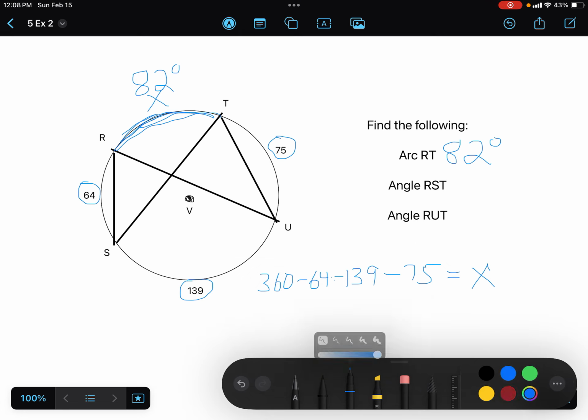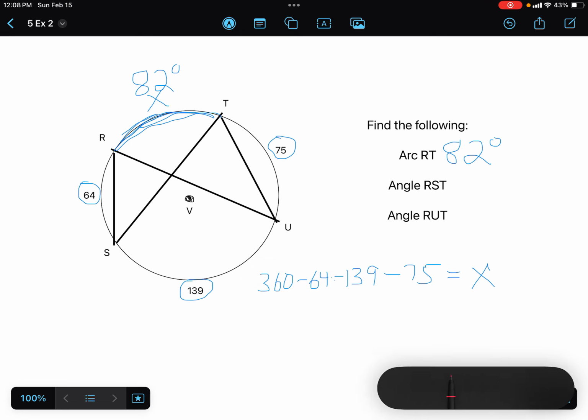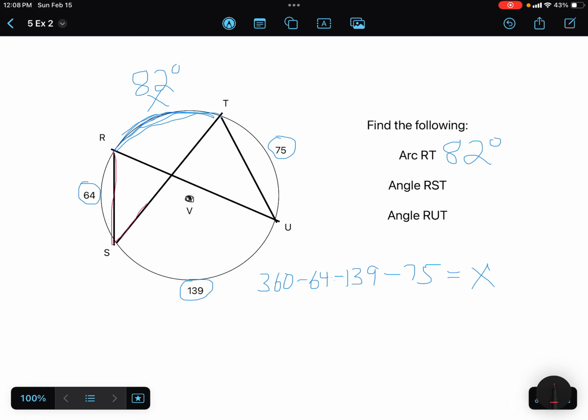Now we're asked for angle RST. Angle RST starts at R, down to S as the vertex, and then up to T. So if I trace those two endpoints, I can see that the intercepted arc for the inscribed angle RST is this 82 degrees. So coming back to the angle is the arc divided by 2, which is 41 degrees. 41 degrees for angle S.